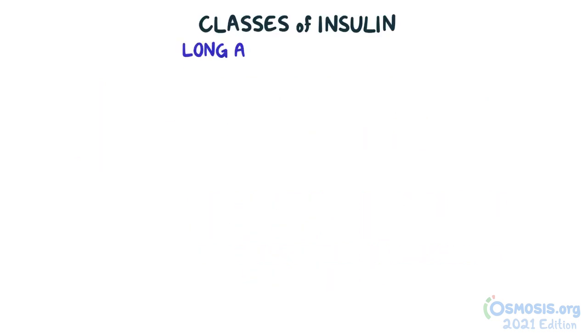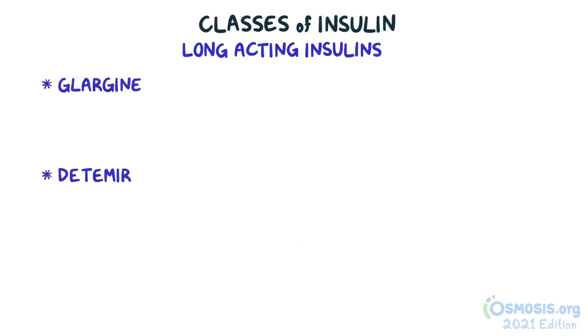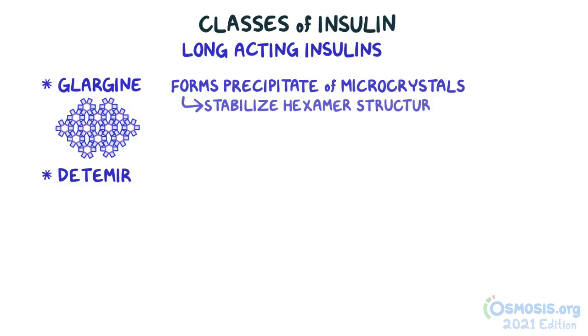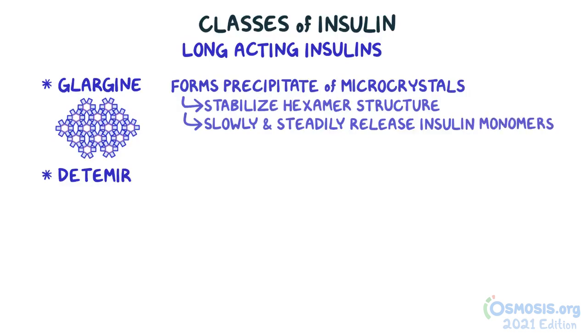Moving on, we have the long-acting insulins, which include insulin glargine and detemir. Glargine is unique because once it's injected, it forms a precipitate of microcrystals at the site of injection, which significantly stabilizes insulin's neutral hexamer structure. This allows it to slowly and steadily release insulin monomers into the bloodstream.